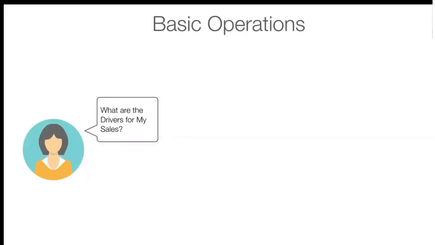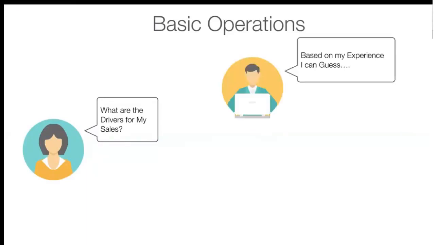Some examples. If I'm a business analyst, I want to understand what the drivers of my sales are. In the old school method, I was only understanding based on my experience. Based on my experience, I can guess that, for example, selling gelatos in August will create more revenue than selling gelatos in January. The problem with this is that it's strictly related to personal information. So you have personal bias in analyzing the information.